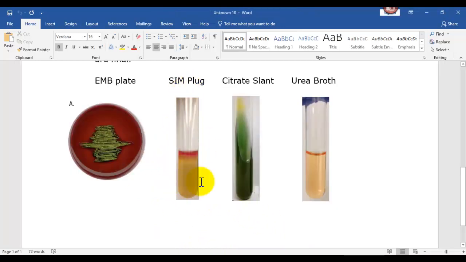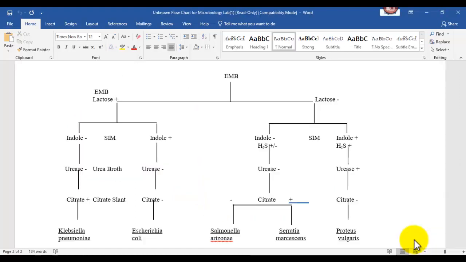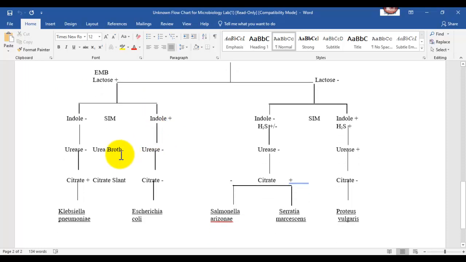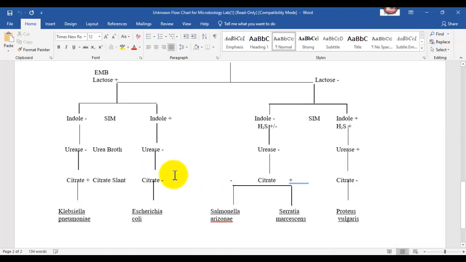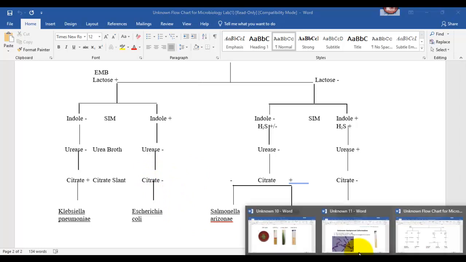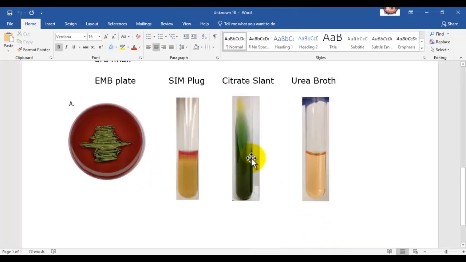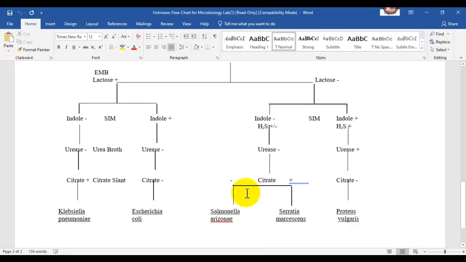The SIM plug has a red ring at the top. That's a positive. Okay, same thing. You want to note that on this chart as well. You can either circle it, whatever you want to do with it. The urease, remember, was the salmon colored, which is this one. See, it starts out that color. That's a negative. If it was positive, it'd be fuchsia, hot pink colored. So urease is negative, so we're still going down this way, and it looks like the citrate as well. Remember, it's green. It is also negative.